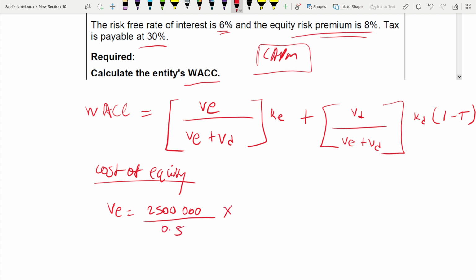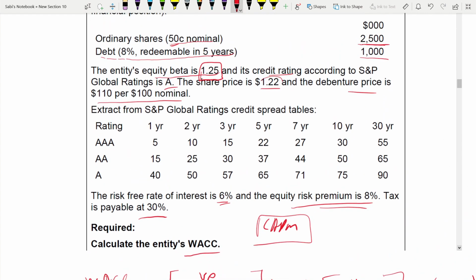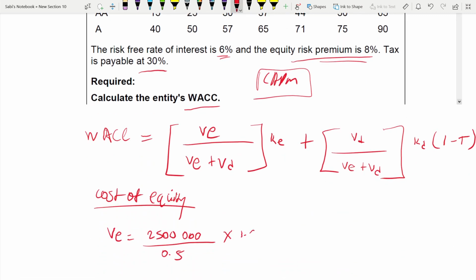Multiply this by the share price. What is the share price? 1.22. This is the share price for each share. So 1.22. So what is the amount that you are getting? $6.1 million. Keep this aside.